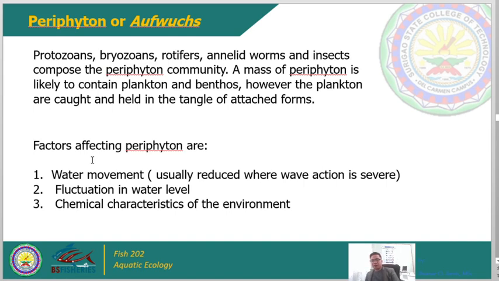So factors affecting periphytons. Unsa mga factors that affect the periphyton? The water movement could be a factor. Fluctuation of the water level, because there are periphytons that will be flooded during high tide, for example, or during flood. Kung wala na po flood, dili na po sila maabtan og water. So ang ila diversity mawala na po dito nga mga areas kay dili naman sila matubigan. And also sometimes chemical characteristics of the environment, because some of the periphytons are very sensitive to the chemical environment present in that particular aquatic environment.